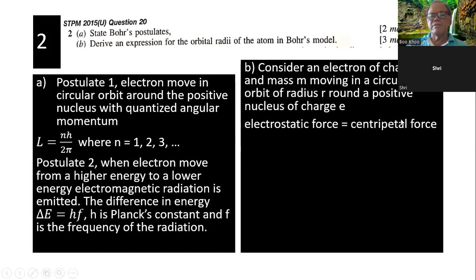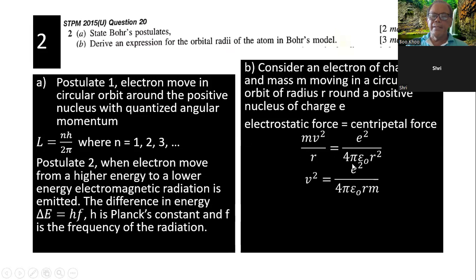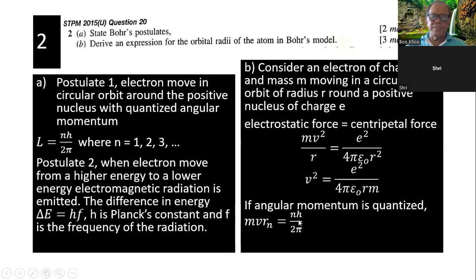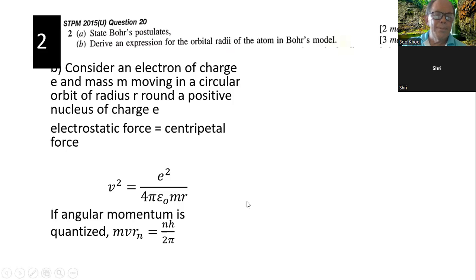Then electrostatic force equals centripetal force. That's your centripetal force. That's the electrostatic force. Take your v, take your m down, your r up there. r cancels off, you still got one r there. Then m, take it down. And your momentum is quantized. That's the formula. Okay, so we have derived up to this stage.